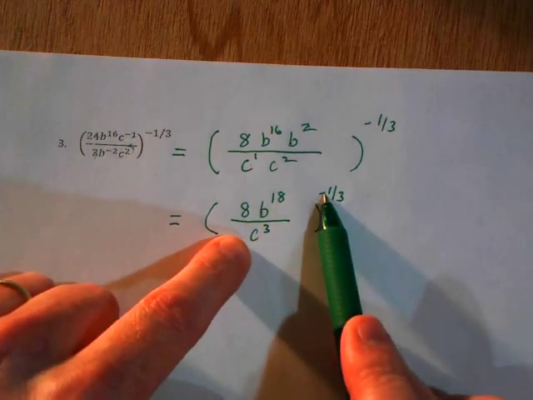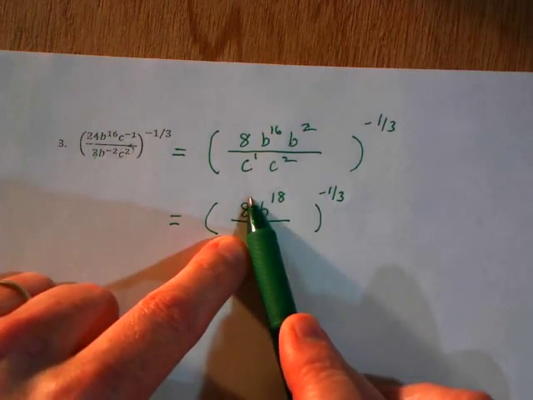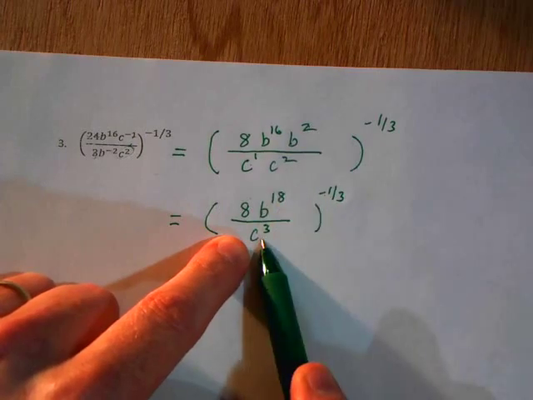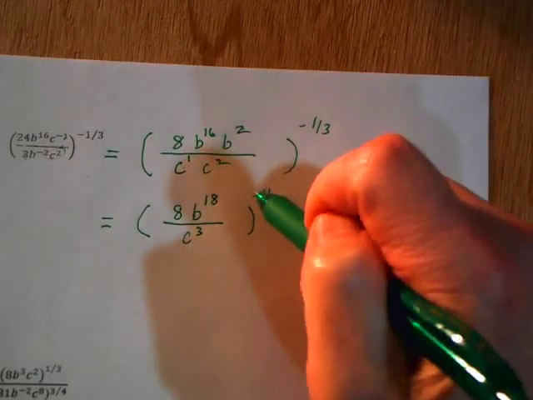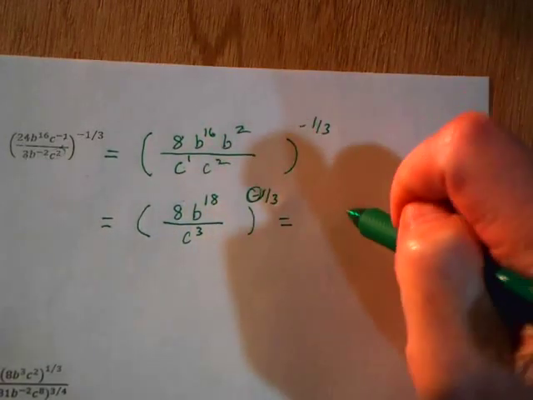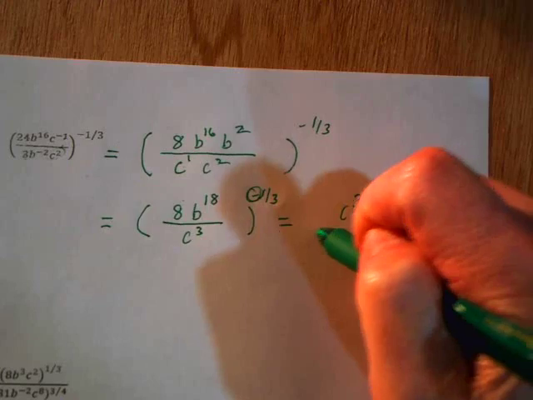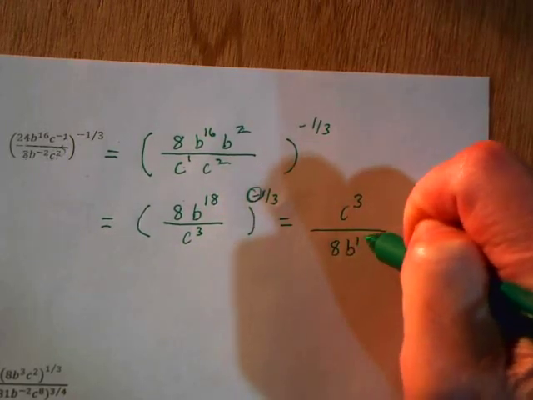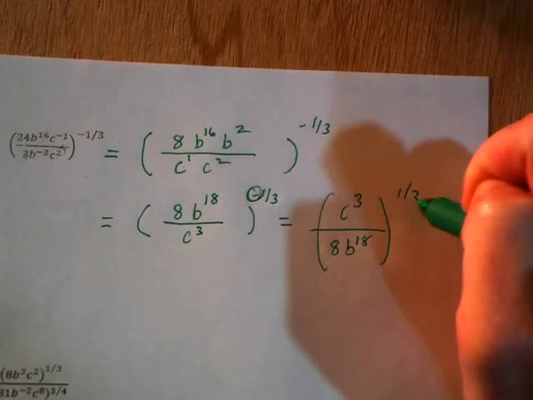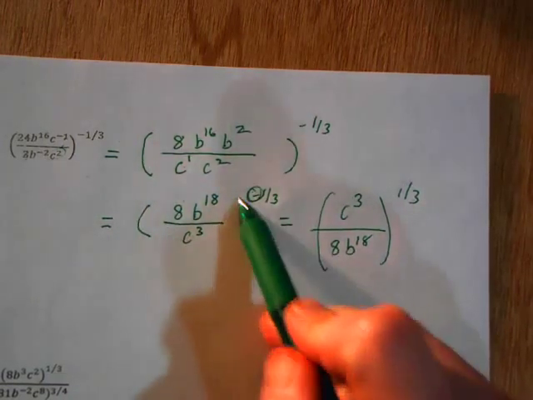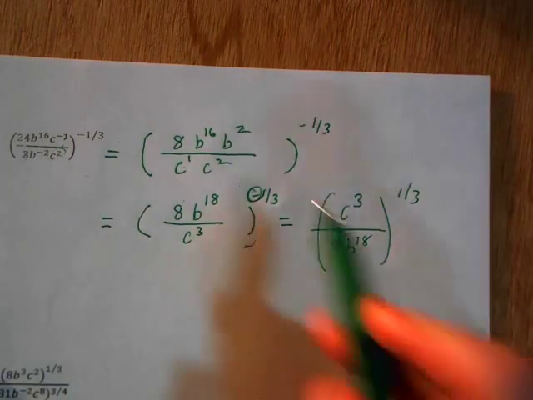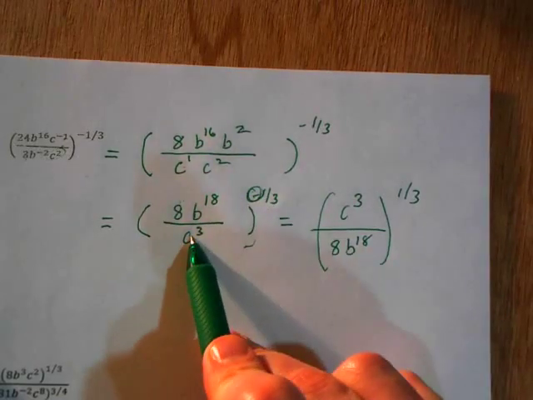So what's this negative going to do? Well, this negative is going to go in and hit all of these also. It's going to flip the whole fraction. So if you have a negative out here as a power, it flips everything. So that's c cubed, 8b to the 18, and then you have a 1/3. So we could have written that as a rule, I suppose. Maybe that could be rule 13. But that's what happens. If you have a negative power outside a bracket, it flips everything, because that negative is going to distribute to all the pieces.